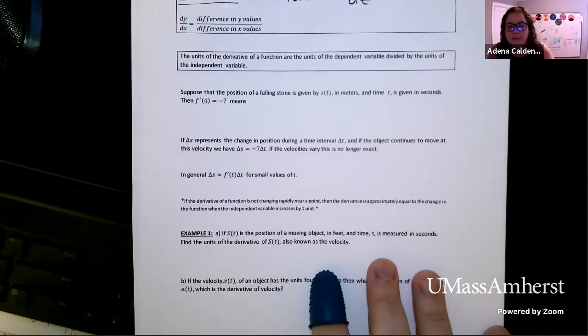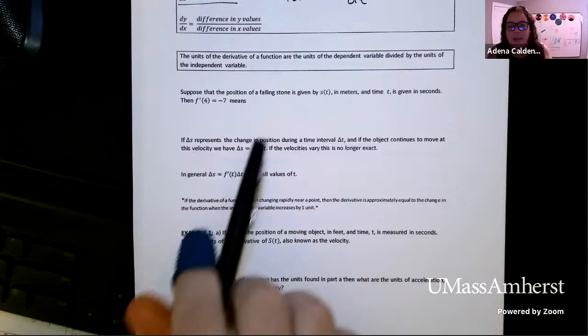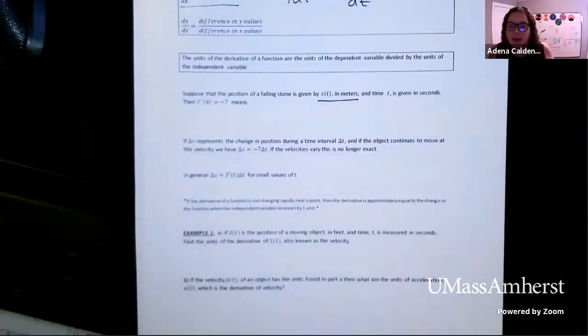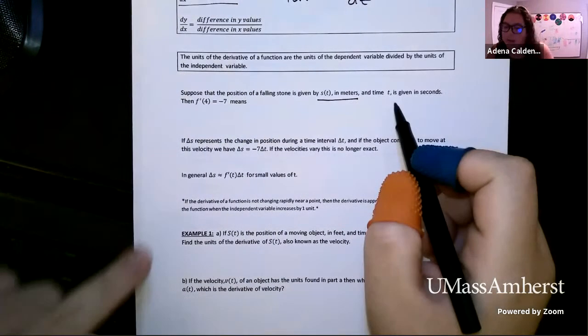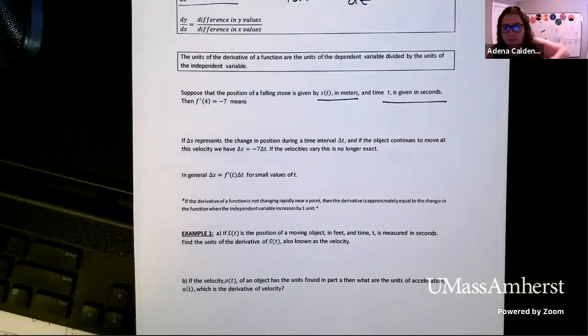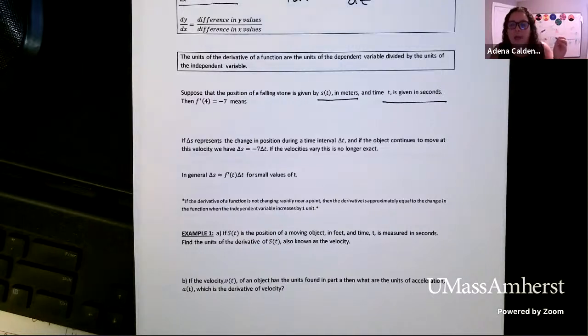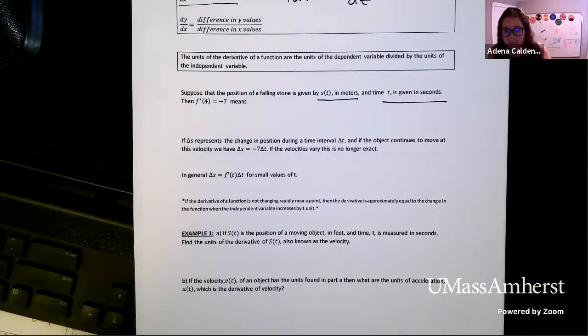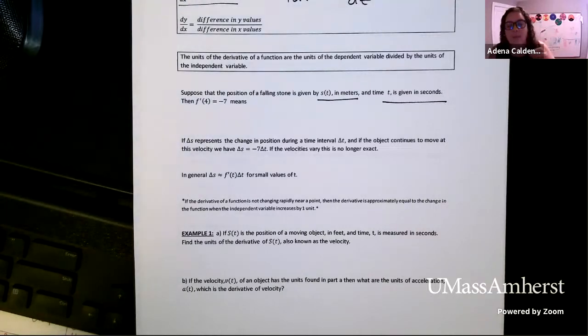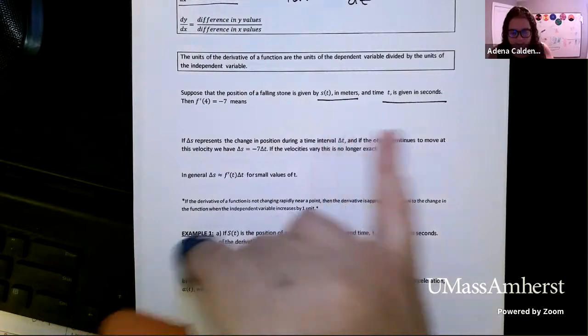So suppose that the position of a falling stone is given by S of t in meters, and time t is given in seconds. Okay, so we're measuring where the stone is in space and it's falling. Its position is the dependent variable here, and the time at which we're measuring it is our independent variable. So if we're talking about f prime of 4 equals -7, what does that mean? So a lot of the stuff we'll do today is what does it mean? So we need to figure out what these numbers mean in this context.